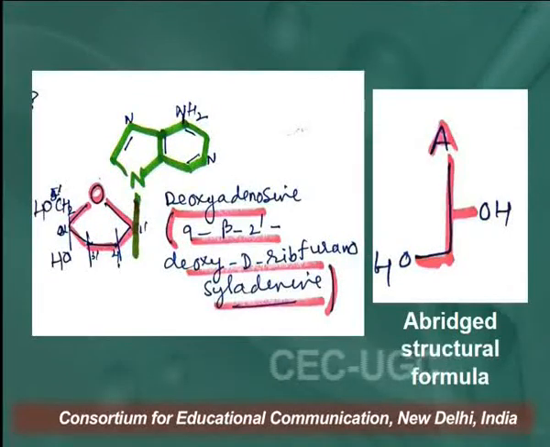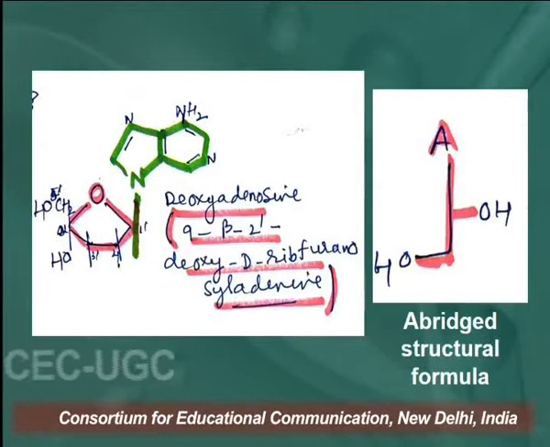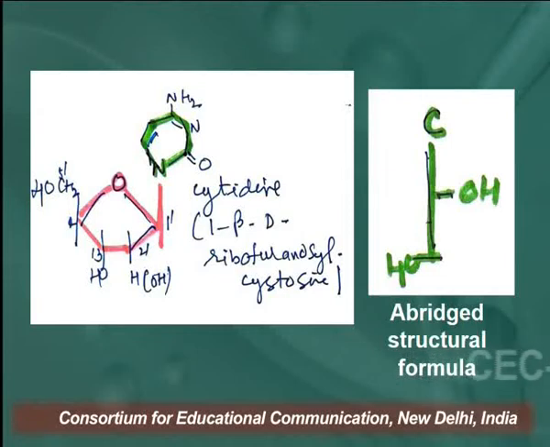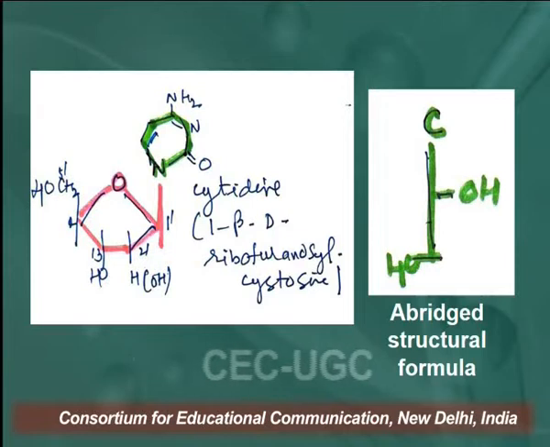Another structure you can see has an adenosine base. In adenosine you write A on the top, and the two horizontal lines represent the hydroxyl group. Similarly, this is the structure of a nucleoside. Why is this the structure of a nucleoside?